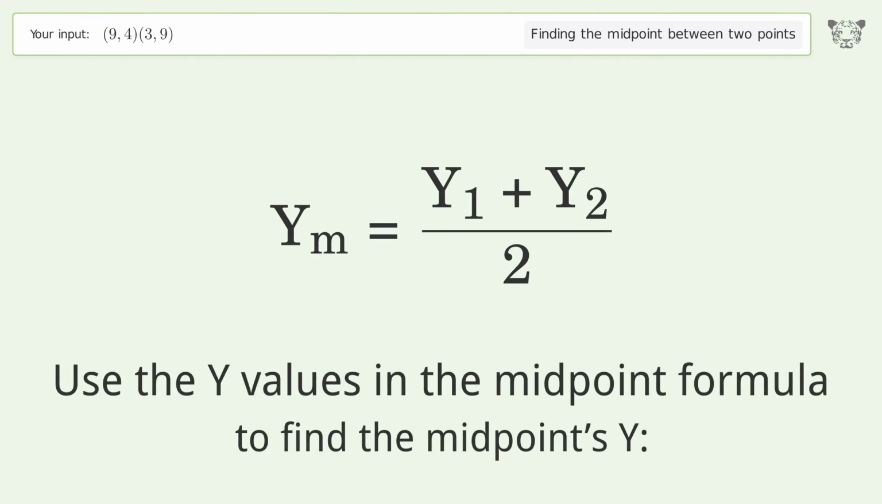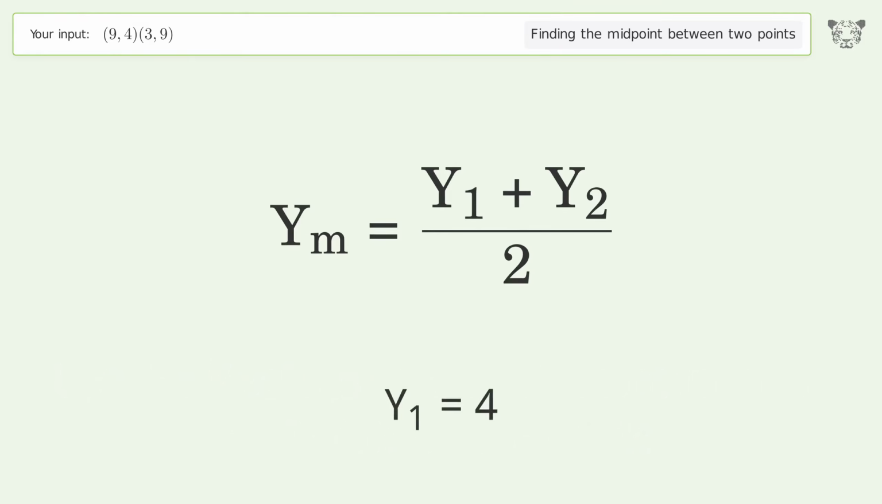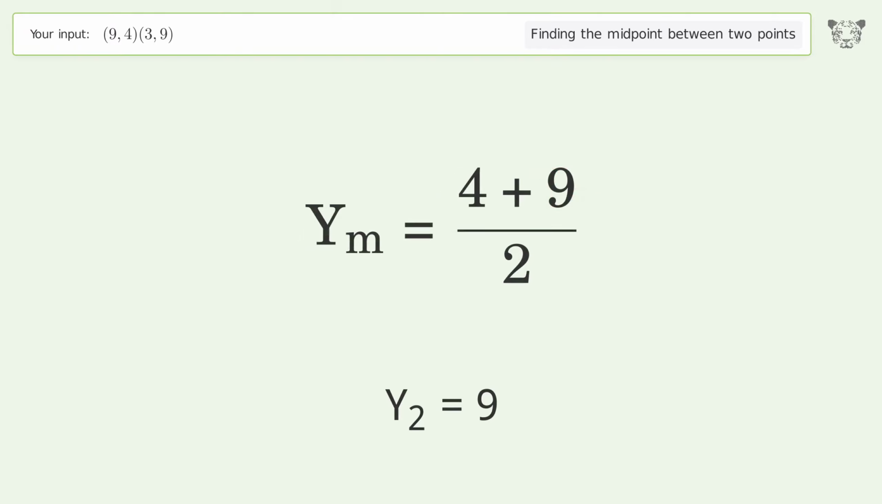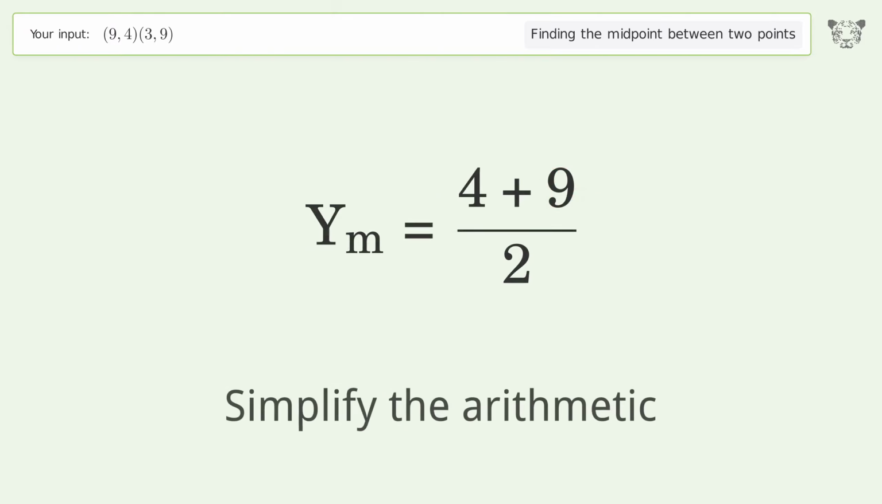Use the y values in the midpoint formula to find the midpoint's y. y1 equals 4. y2 equals 9. Simplify the arithmetic.